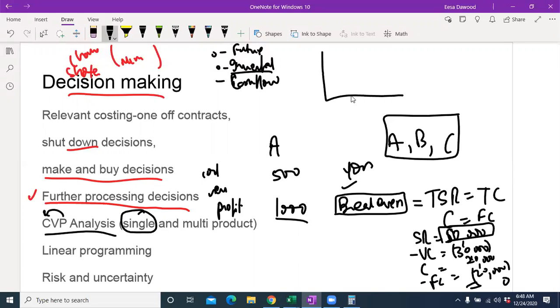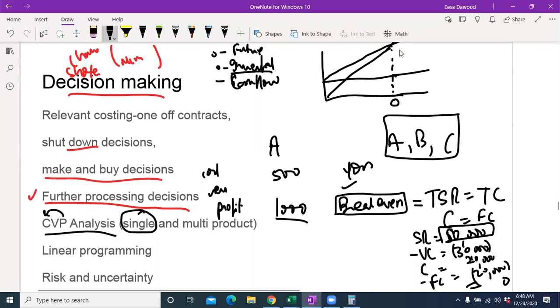Okay, so it gives you an idea that, for example, this is your sales revenue and this is your fixed cost and this is your variable cost. So it gives you an idea of what a break even point is. What is a break even point? This is the point at which I will be neither at a profit nor at a loss.